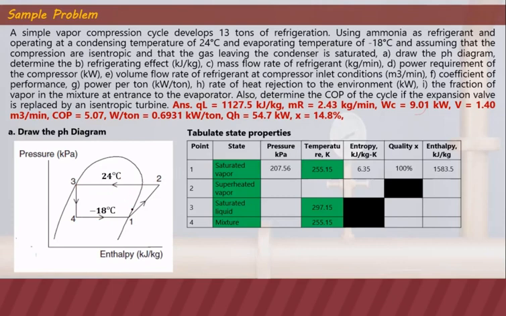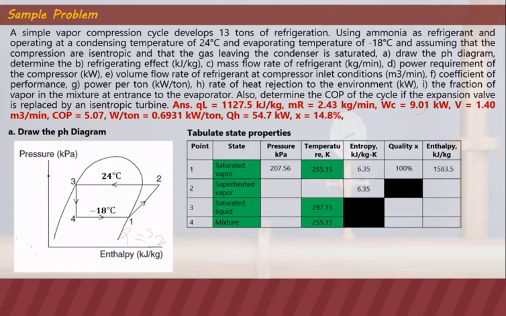Now we are going to get the property at point 2. So far, we only know that this is a superheated vapor. But one thing is for sure, we know that process 1 to 2 is an isentropic process. So therefore, S1 is equal to S2. That is the reason why our entropy at point 2 is 6.35 kilojoules per kilogram Kelvin. And since we already know that this is superheated vapor and the entropy is 6.35, all we have to know is another property for us to know the other properties.